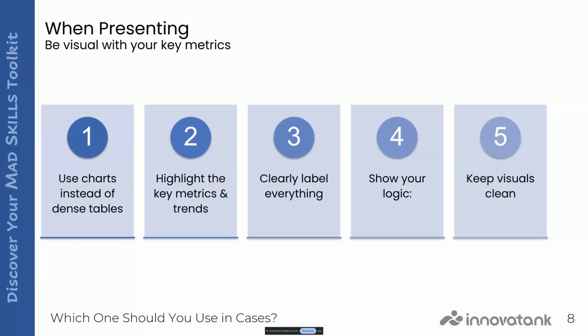When presenting, use charts instead of dense tables. Highlight only the key metrics and trends. Clearly label everything: titles, dates, assumptions. Show your logic. Why is this investment better than the alternatives? Keep the visuals clean. No unnecessary grid lines or clutter. The goal is to help the judges instantly understand the relative value of each option.